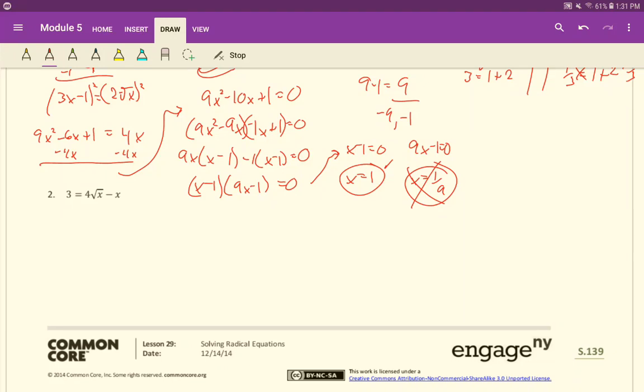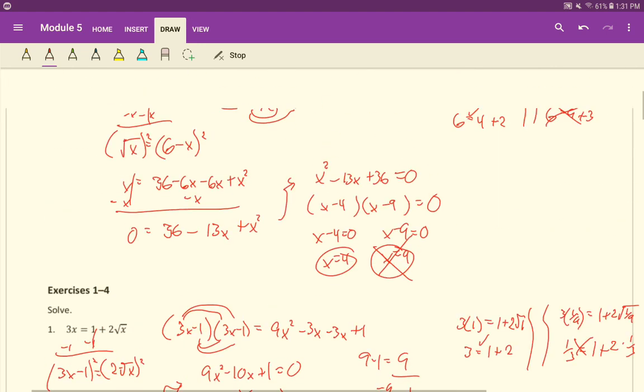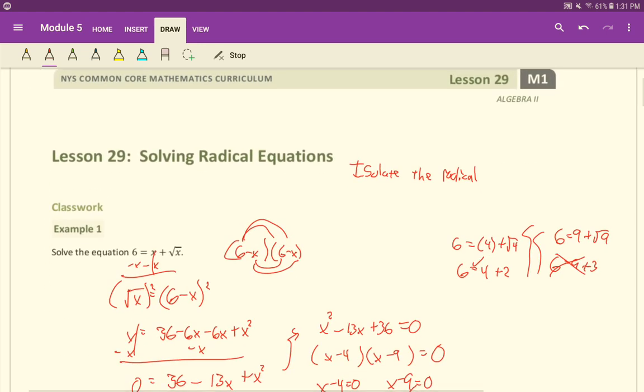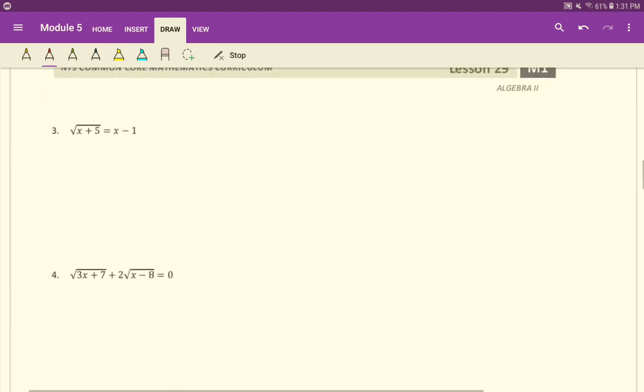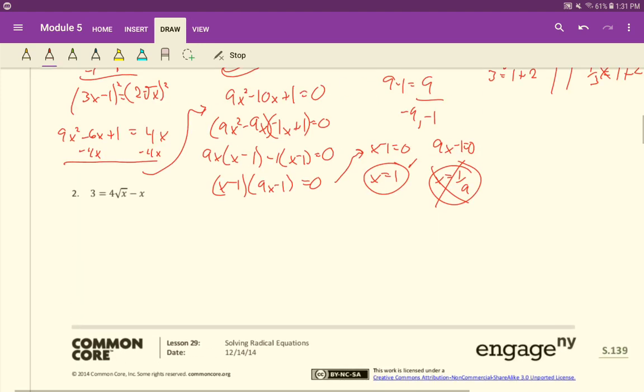Hello everyone and welcome. We're going to take a look here at these next couple of problems in solving radical equations. Okay, so again, just like in previous lessons, the key idea here is to isolate the radical in order to solve these equations. So here we can see our radical right there is the square root of x. So we're going to isolate this.